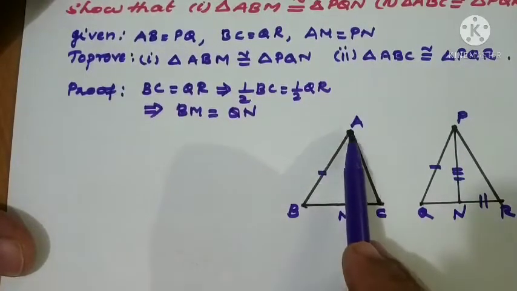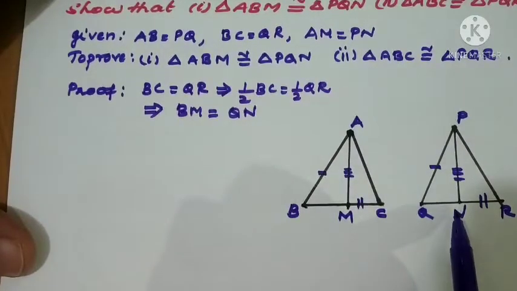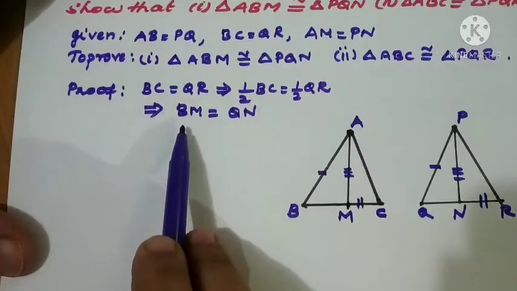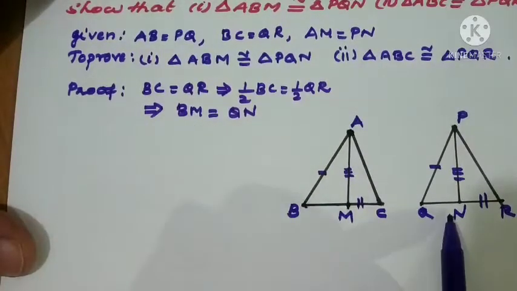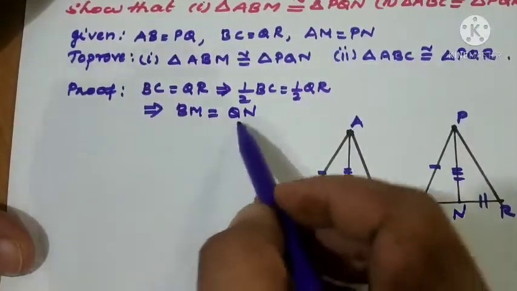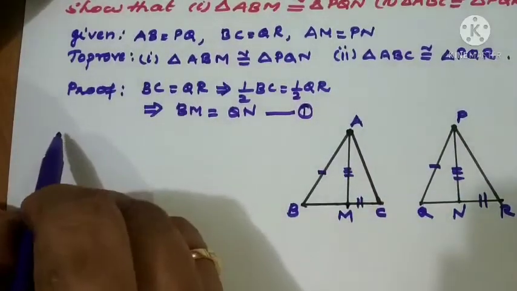So we need triangle ABM, right? And congruent to triangle PQN we need to prove. So in that we required which side? BM. So that is why we have written here BM, and similarly from here QN. So we got that BM and QN are equal. We'll make it equation number 1. Now the first criteria we will prove.